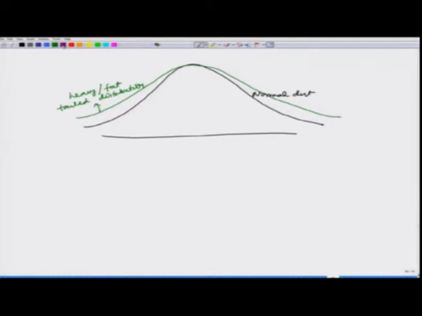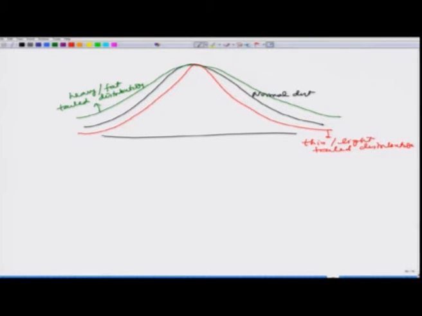And similarly, if I take another distribution whose tails are thinner or lighter than the tails of the normal distribution, then this is called a thin or light tailed distribution.